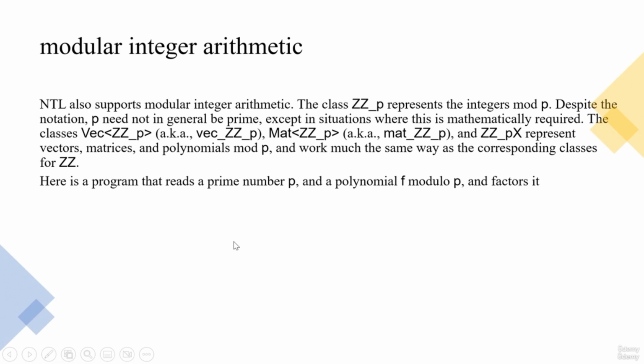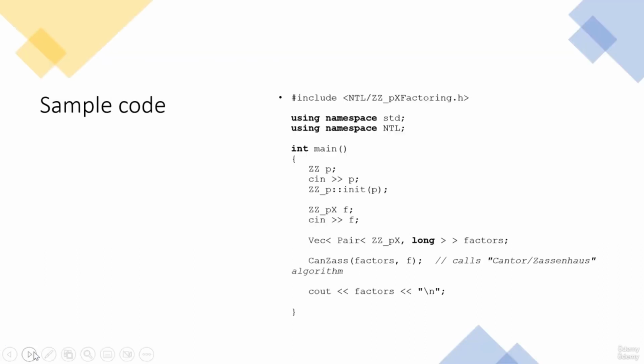NTL also has support for modular integer arithmetic. The class ZZP represents the vector, the mat ZZP represents matrices, and ZZPX represents polynomials. Here P doesn't need to be a prime. For example, you will see a program that reads a prime number P and polynomial F modulo P and factors it. So here we are entering a polynomial and then we are entering another polynomial and then we are doing the factorization.